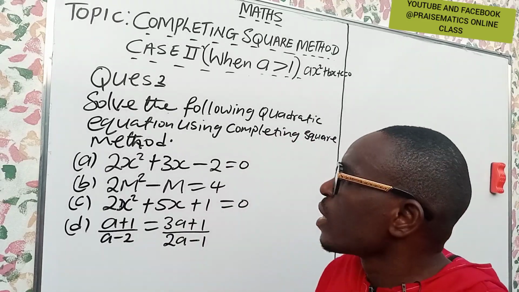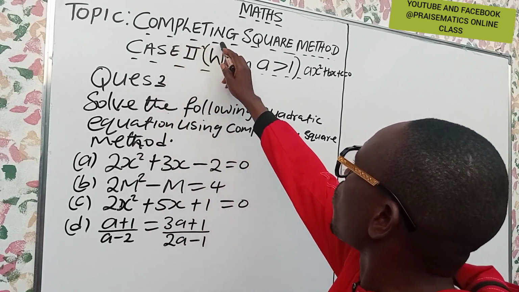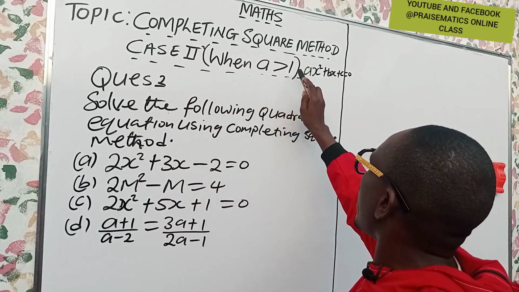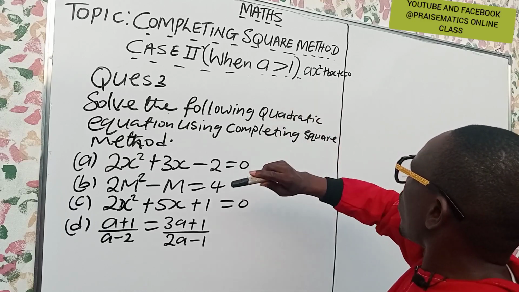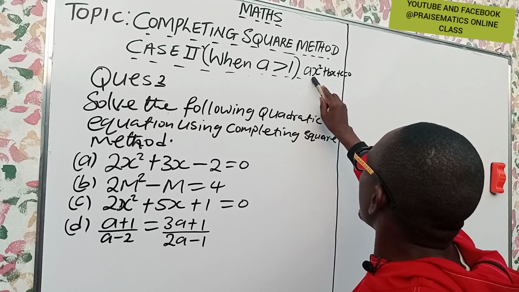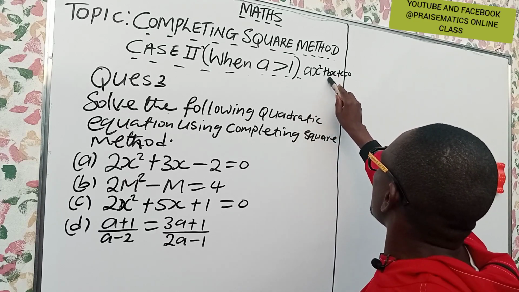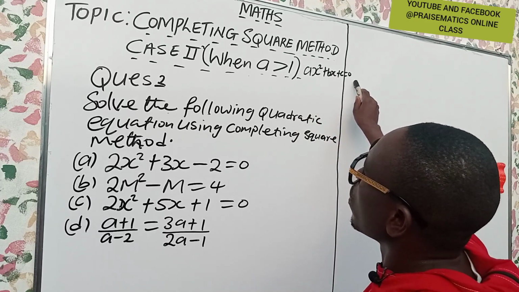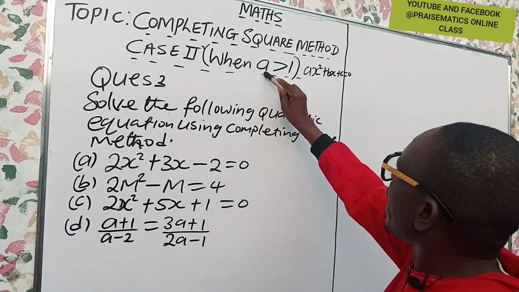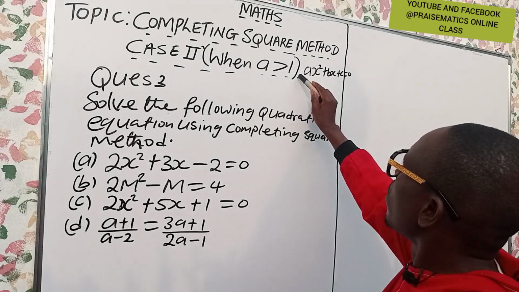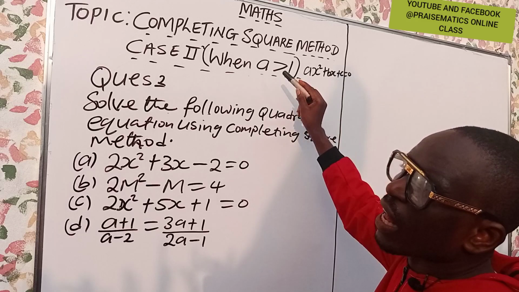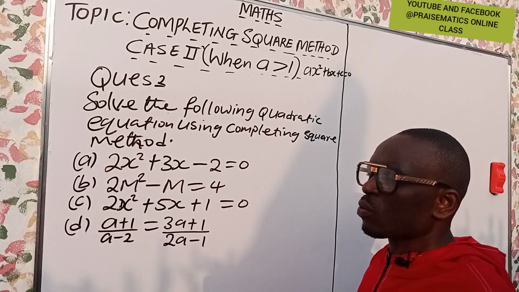In this class, we are still on the topic completing square method, case 2, when a is greater than 1. We always recall that our quadratic equation is of the form ax squared plus bx plus c equal to 0. In our previous class, we treated a case whereby a is equal to 1. But today, we are going to look at a case whereby a is greater than 1. How do we solve these questions?